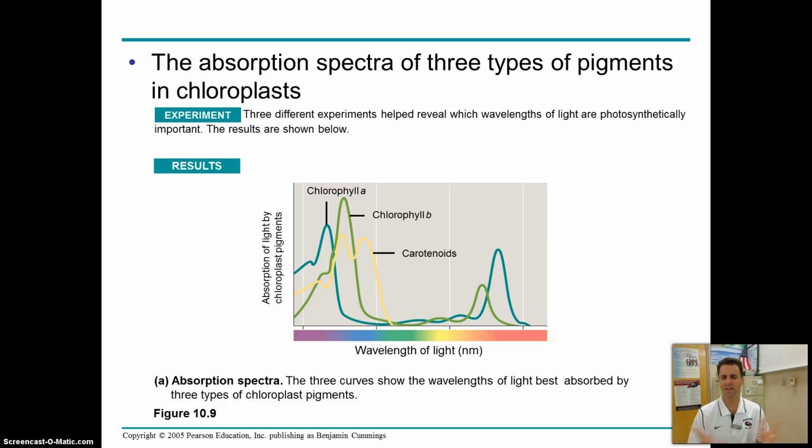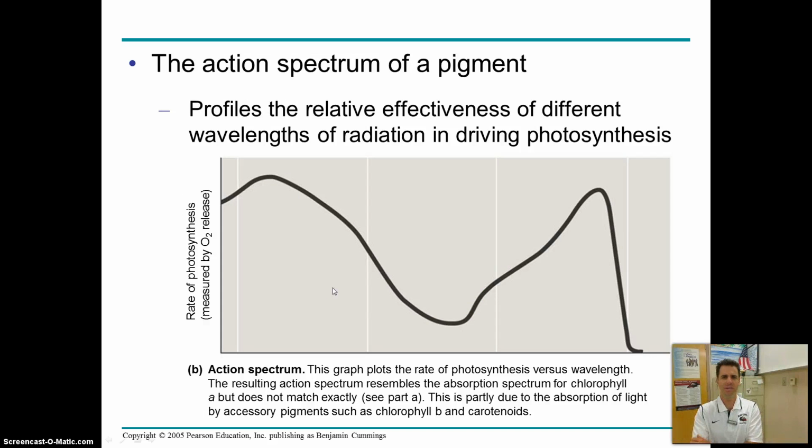There are three sort of famous ones, and we'll talk a little bit about these. But here are three pigments: chlorophyll A, chlorophyll B, and carotenoids. These are both green, or this one is more of a bluish green, and carotenoids are the yellowish pigment. This is a reflection of which pigments absorb which wavelengths. We know this because of an action spectrum that was created specifically for these chlorophyll pigments in a well-known experiment.